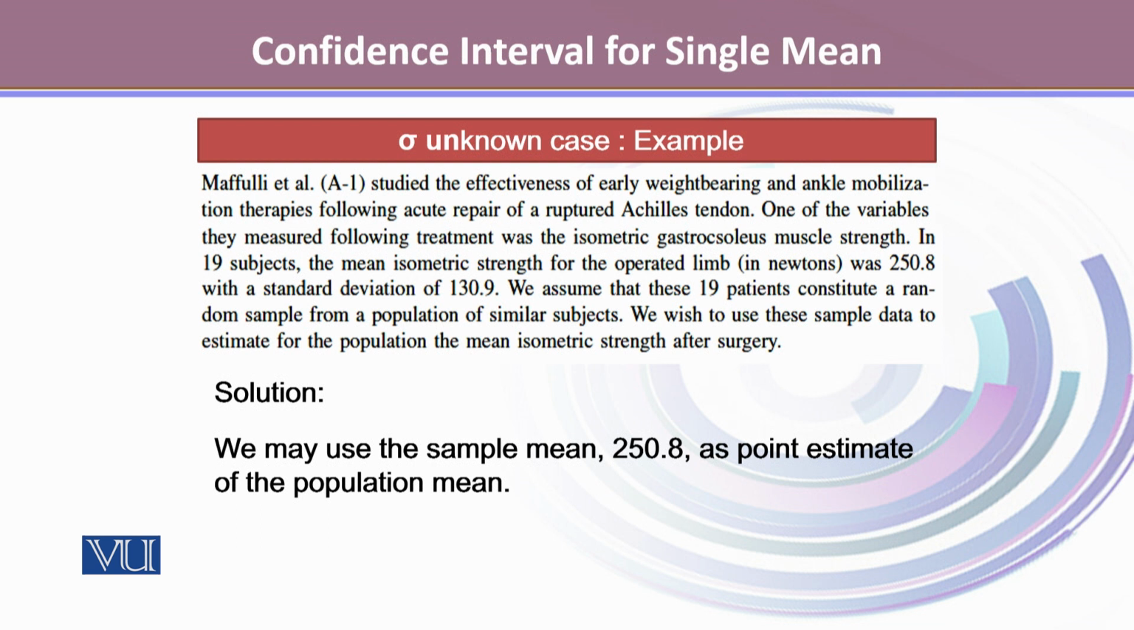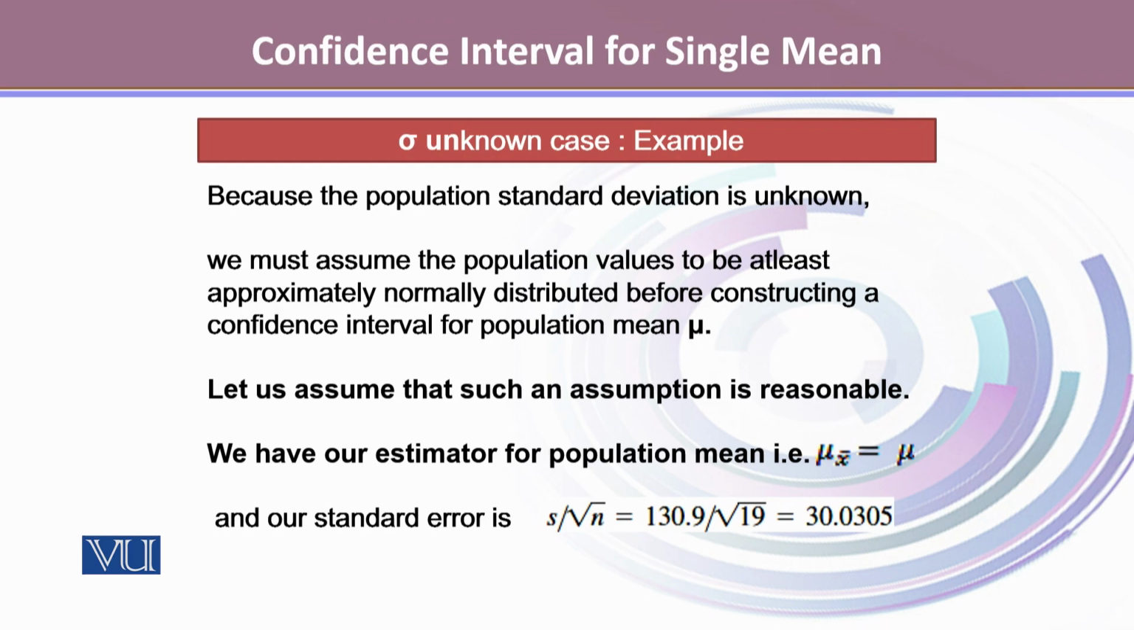Here, we wish to calculate an interval estimate for the population mean isometric strength after surgery. We may use the sample mean, that is 250.8, as point estimate of the population mean. Because the population standard deviation is unknown, we must assume the population values to be at least approximately normally distributed before constructing a confidence interval for population mean mu. So let us assume that such an assumption is reasonable.